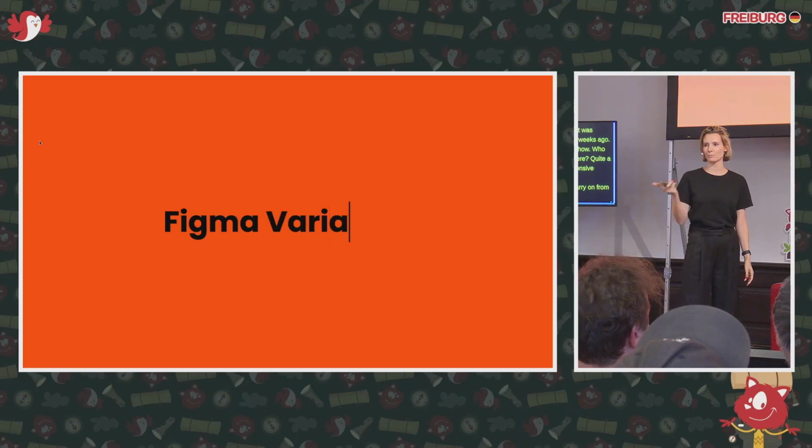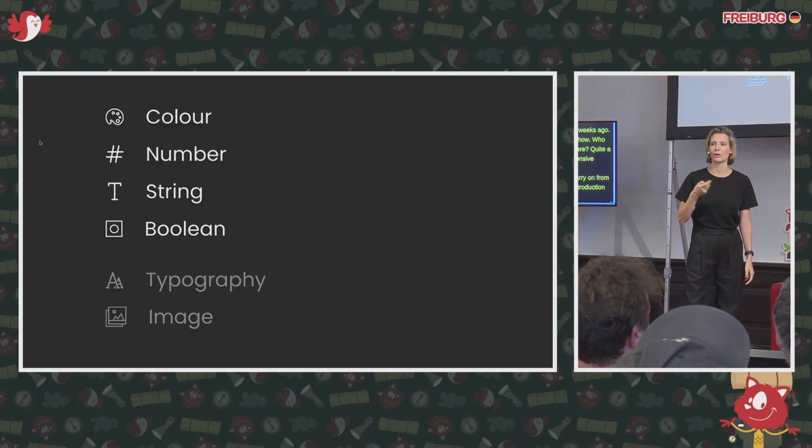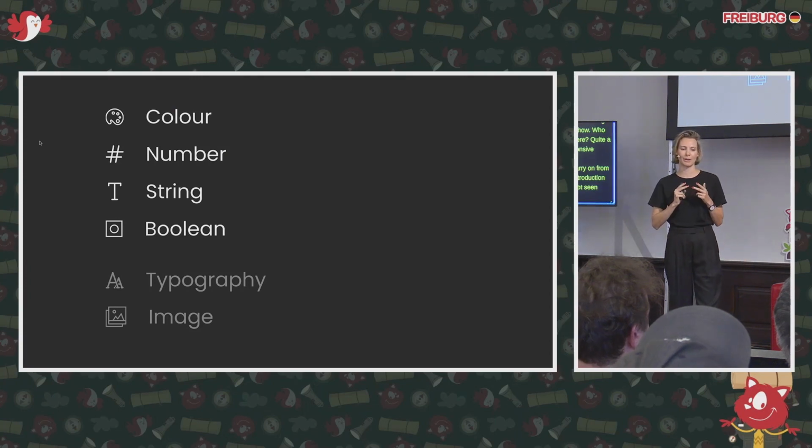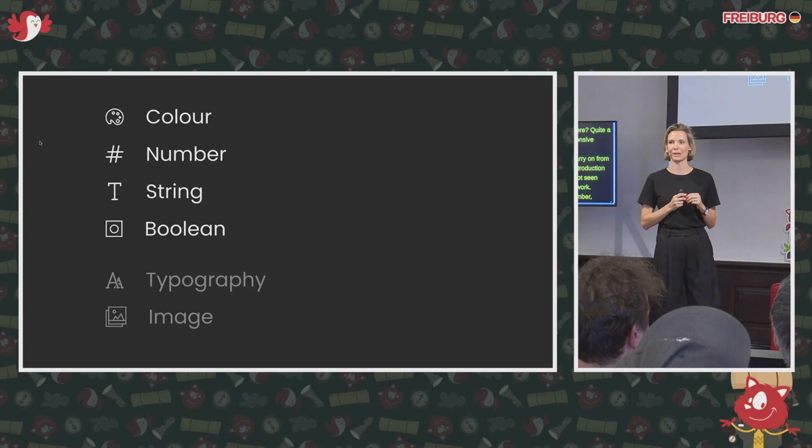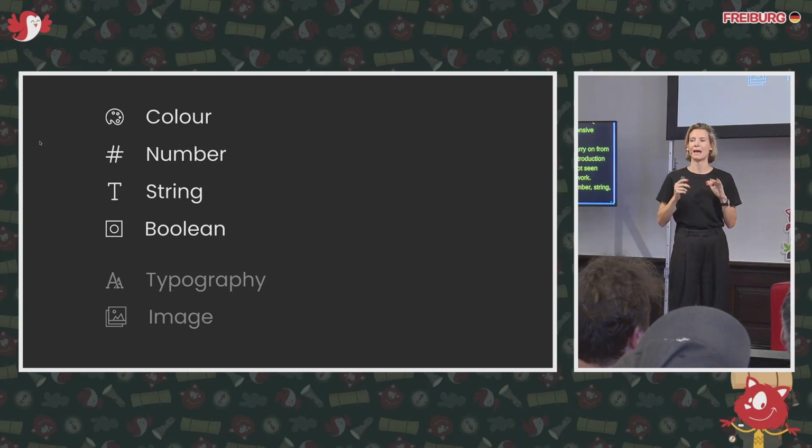Variables, let me give you a quick introduction, because most of you have probably not even seen them. So a quick introduction of how they work. Currently in Figma, we have color, number, string, boolean, and we're desperately waiting for typography and image. And Figma said that these are going to be released within this year. So I'm going to have a few things where it doesn't work because I don't have typography variables. That's going to be solved soon.